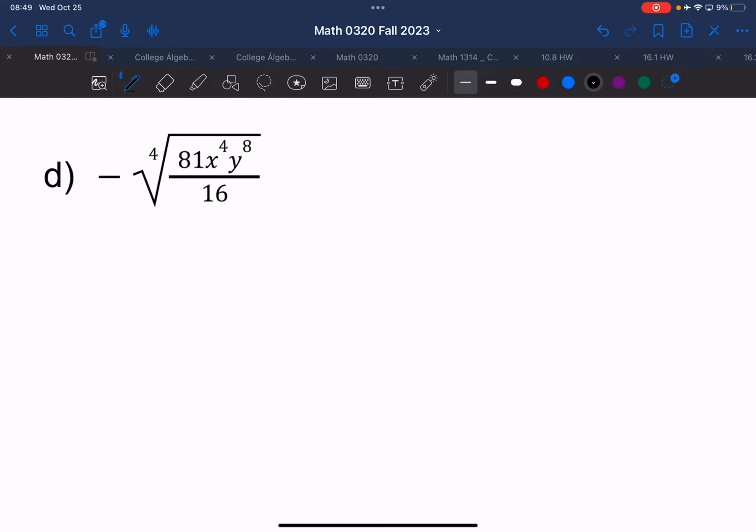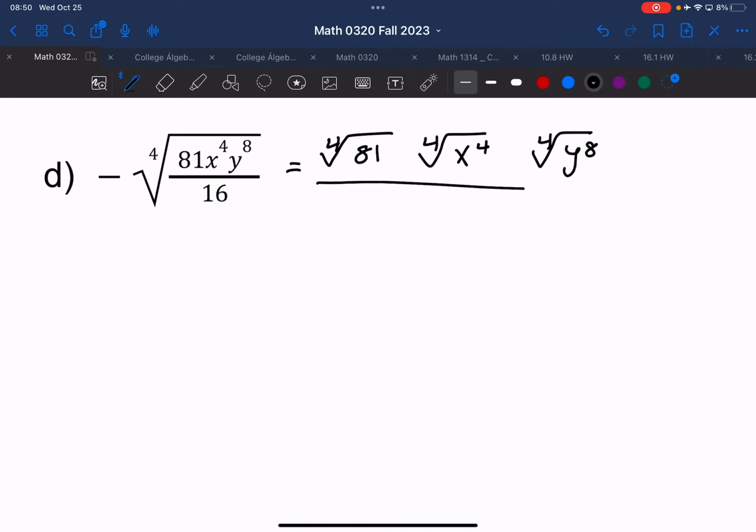Okay, here we're going to do the same thing, but notice not only do we have a fraction, that numerator, we can divide and split that up into how many parts? 3 parts, because we have the 81, the x to the 4th, and the y to the 8th. Okay, so let's go ahead and split that all up. We have the 4th root of 81, the 4th root of x to the 4th, the 4th root of y to the 8th, all over the 4th root of 16, and we're just bringing that negative out to the front.